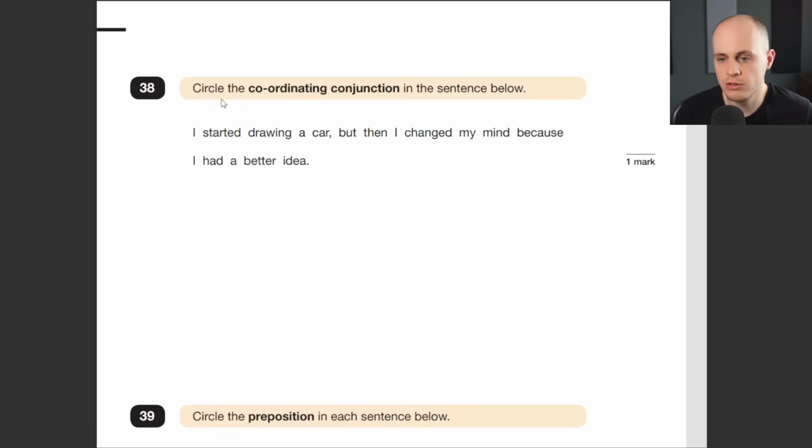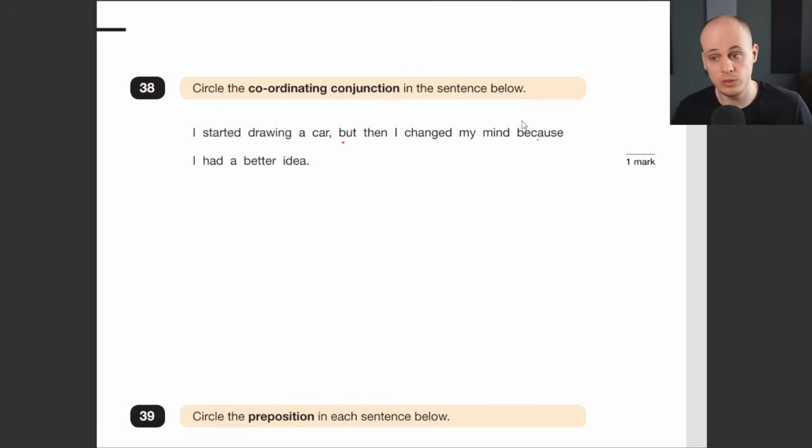Number 38. Circle the coordinating conjunction. So we've just had subordinating conjunctions. Now we've got coordinating conjunctions. Let's have a look at all the conjunctions in here. I started drawing a car, but then I changed my mind because I had a better idea. Well, which one is a coordinating conjunction?